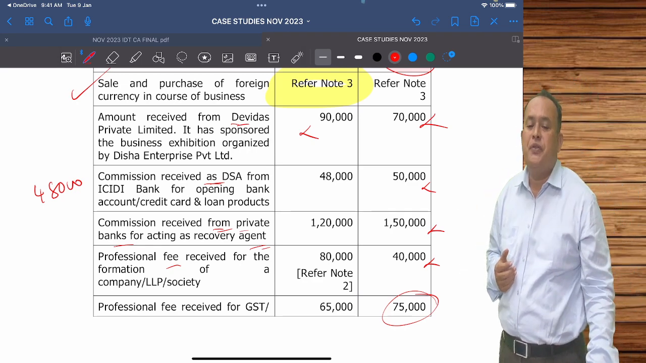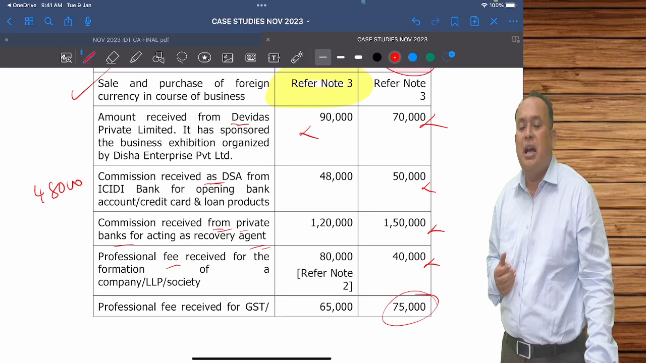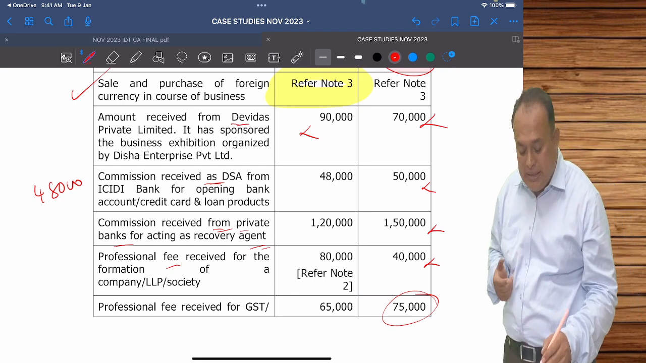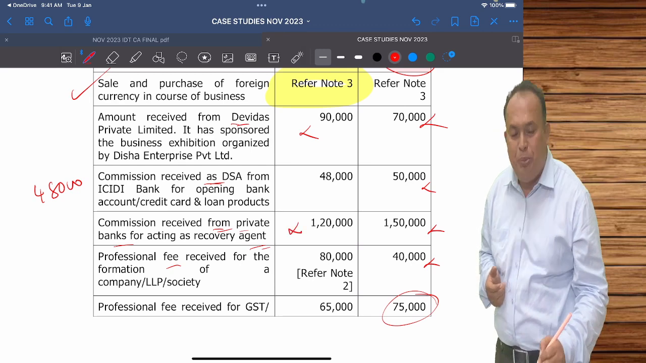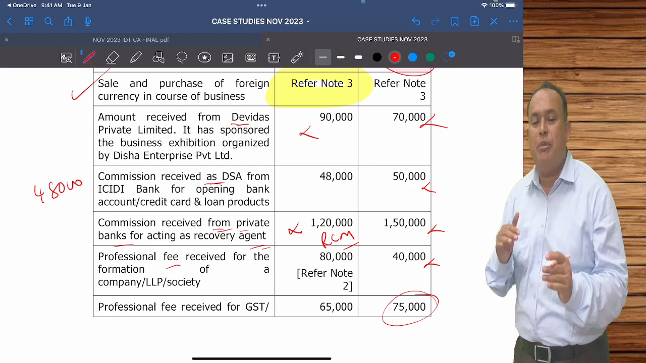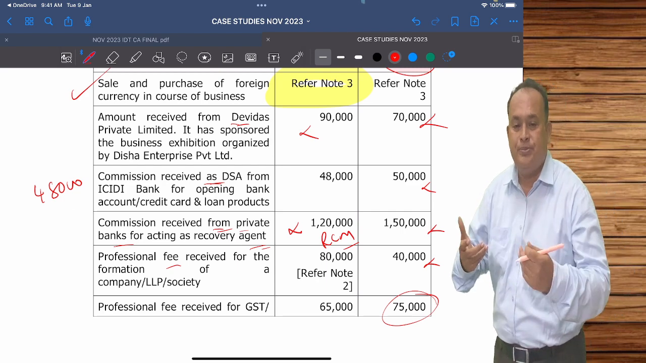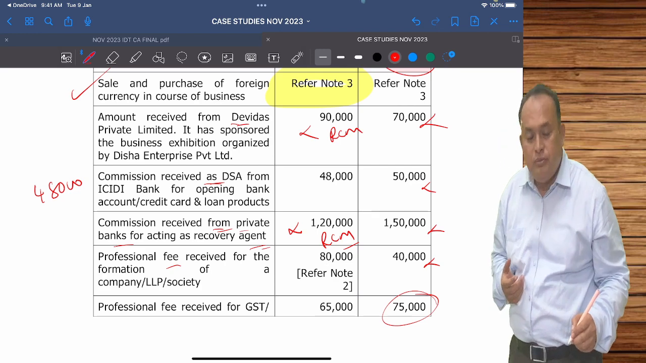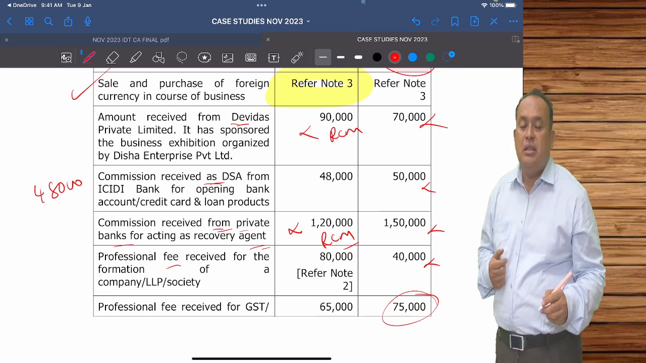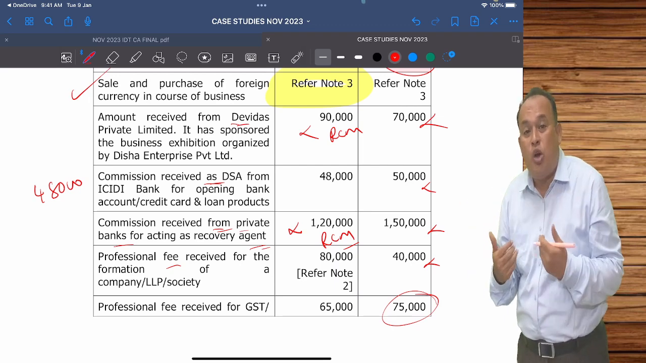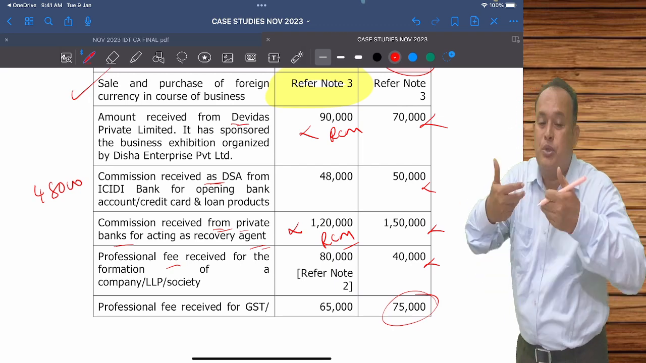Commission received from a private bank for acting as a recovery agent. As long as I act as the recovery agent, the recipient is liable to pay GST under RCM, not forward charge. I am not going to consider it as my output supply. Like this, 90,000 rupees is RCM. So further, Disha Enterprises outward supply on which Disha Enterprises is liable to pay GST is called the taxable value of output supply.